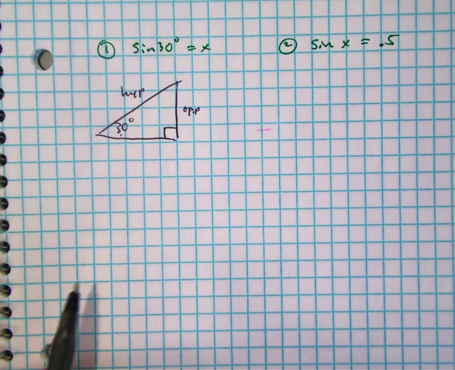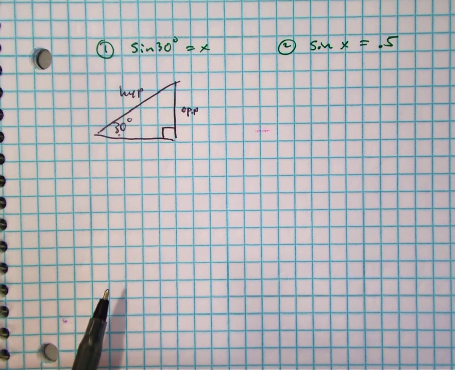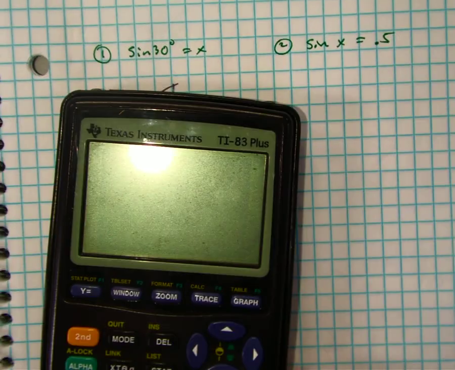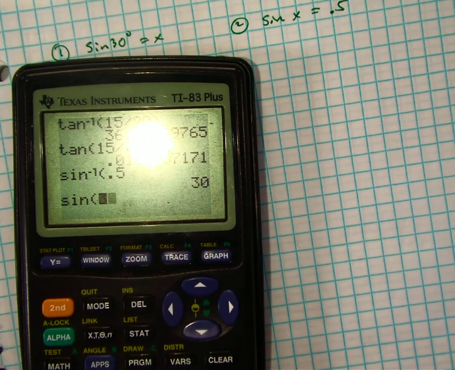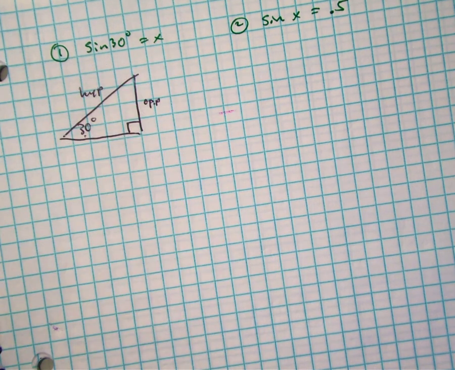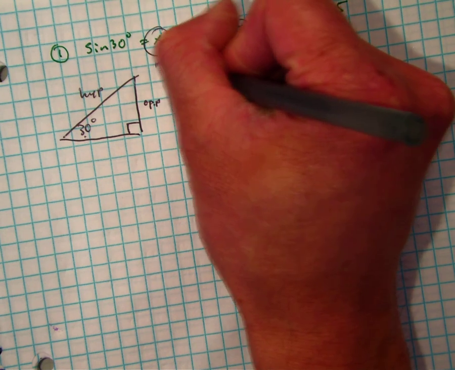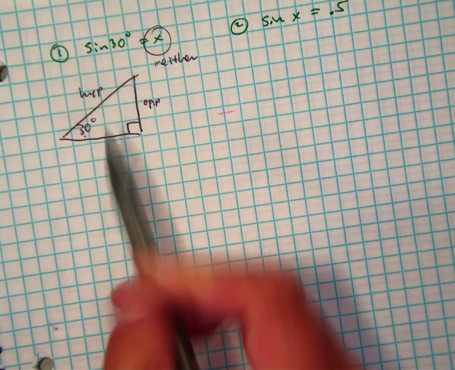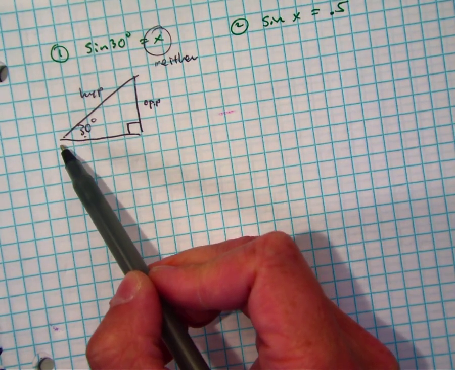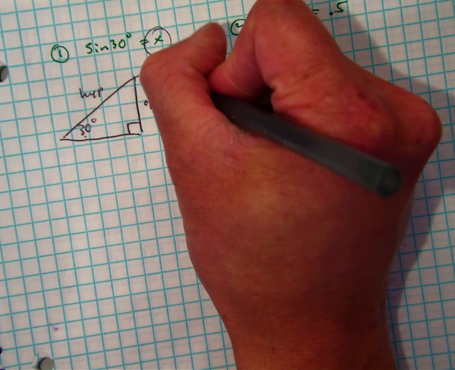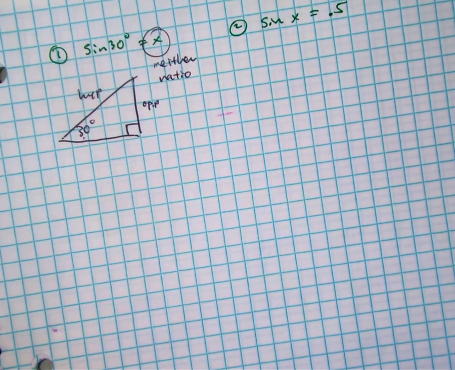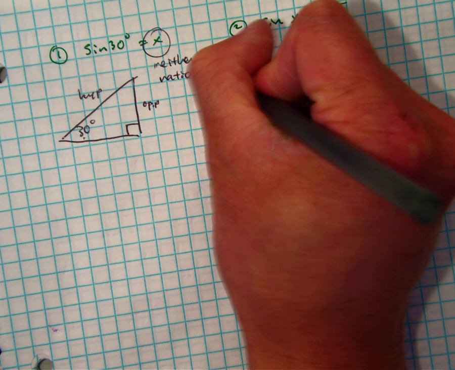X does not represent a side length. It's not on my picture. If you put in the sine of 30, you get 0.5. Therefore, x represents neither. It is neither a side length nor an angle. It is actually a ratio. The ratio is 0.5, or 1/2.